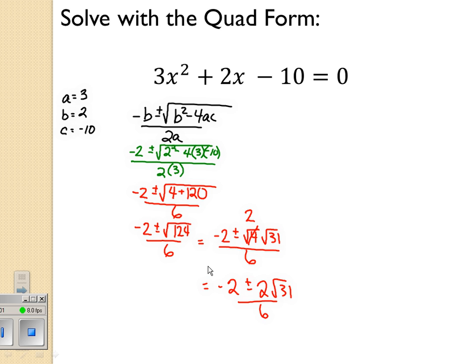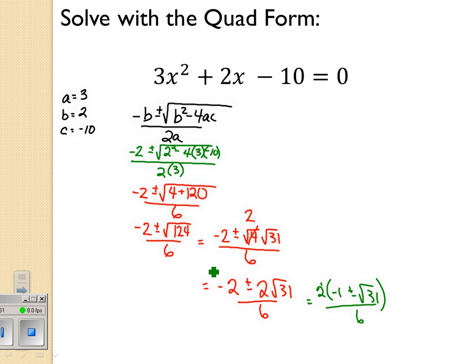Now just like with fractions in the past, you always reduce your fractions. We can factor a 2 or a negative 2 out. Well, we'll factor 2 out of that top part of our answer. And if we do so, we're going to have negative 1 plus or minus root 31 all over 6.